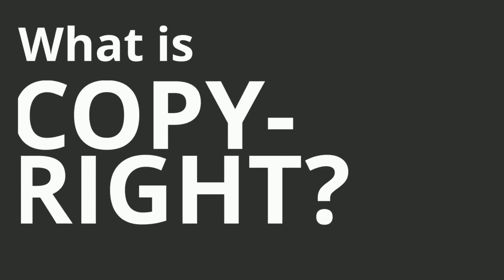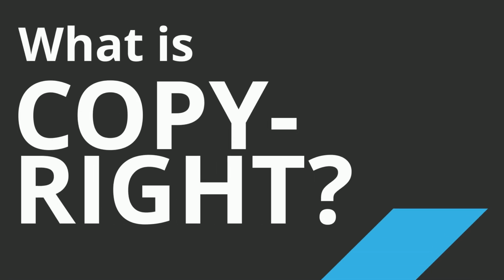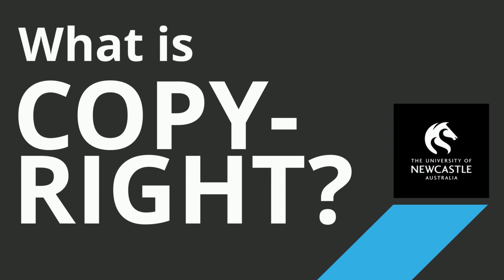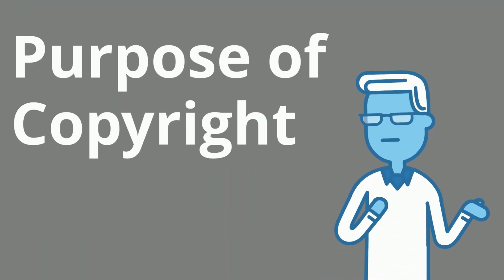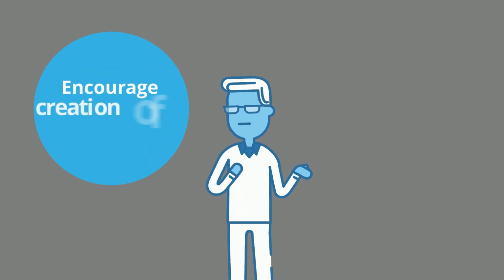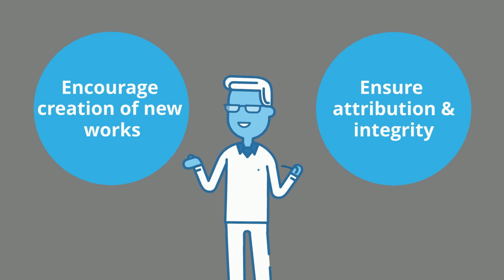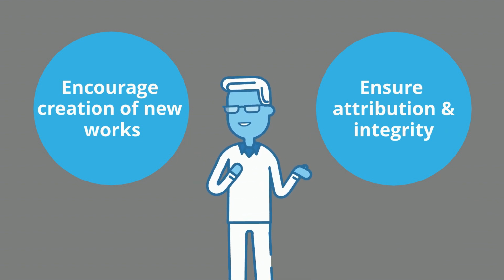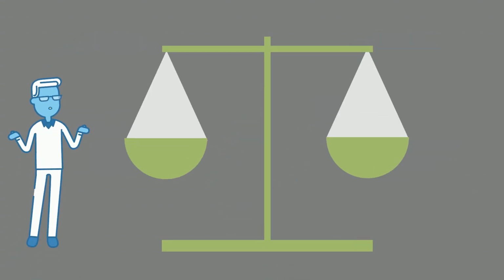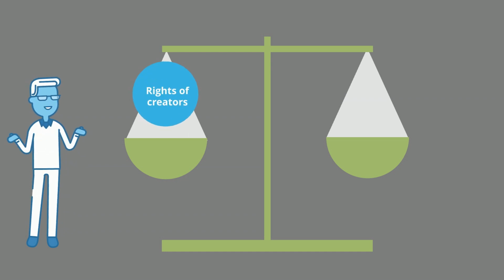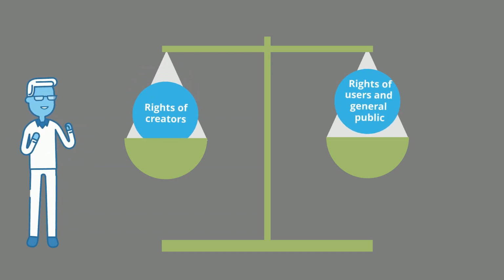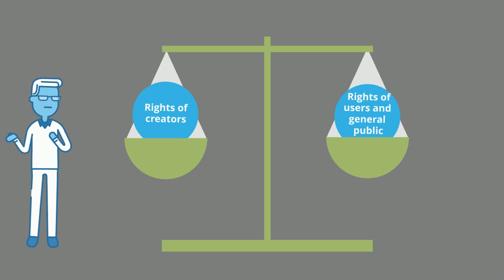In this video, we'll be looking at what copyright is, what it applies to, and some exceptions and limitations. Why do we have copyright? It's designed to encourage the creation of new works and intended to ensure attribution for authors and integrity for works. Copyright is meant to balance the rights of creators with the rights of users and the general public for their use of works.